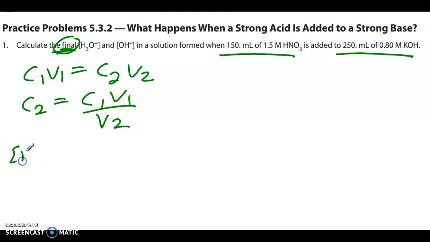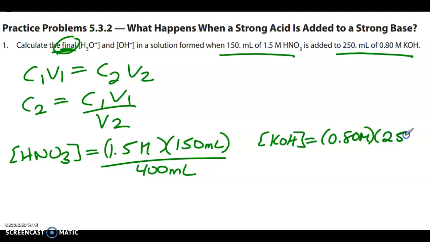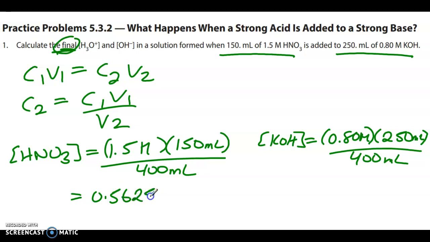So let's do our nitric acid first. This is going to be 1.5 moles per liter times 150 mL over the total volume afterwards, which is 400 mL. And we would do the same thing with KOH. I'm just going to set this up here. So this is going to be 0.80 moles per liter times 250 mL over 400 mL. So we have 0.5625 moles per liter. Don't round anything as of yet. And this ends up being just 0.5 moles per liter.